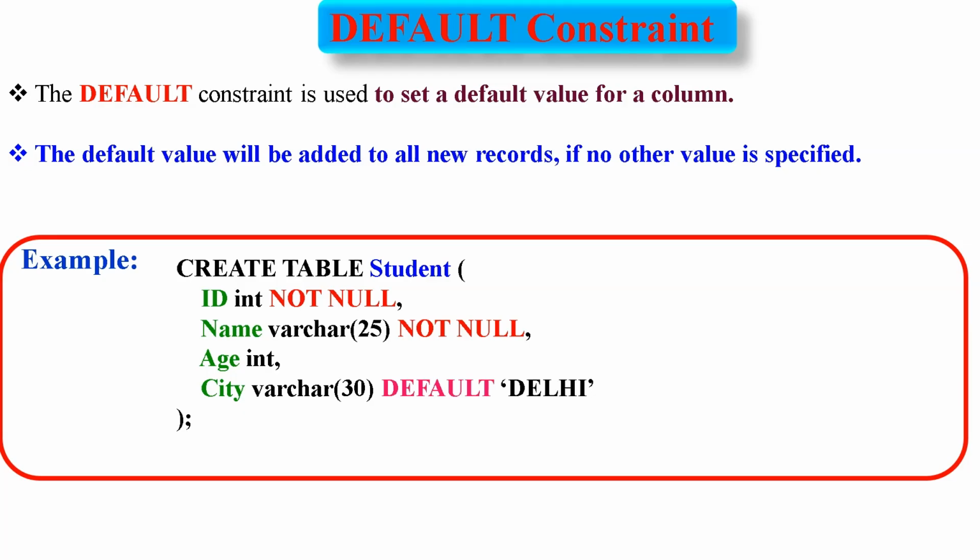The next constraint is the default constraint. The default constraint is used to set a default value for a column. The default value will be added to all new records if no other value is specified. Let's see an example. Now, look at the SQL statement.